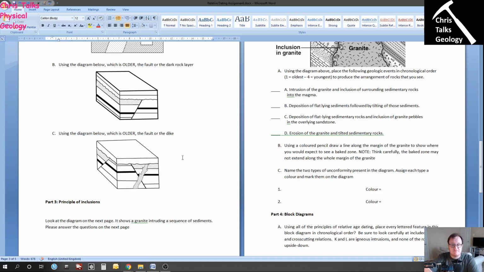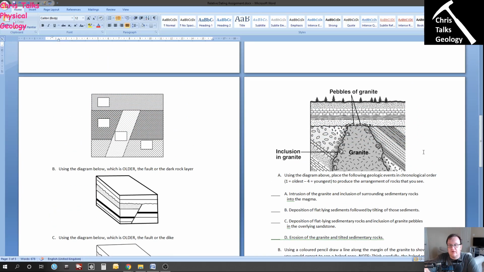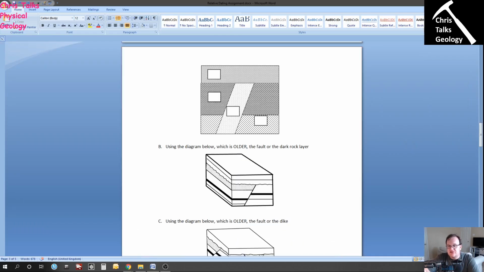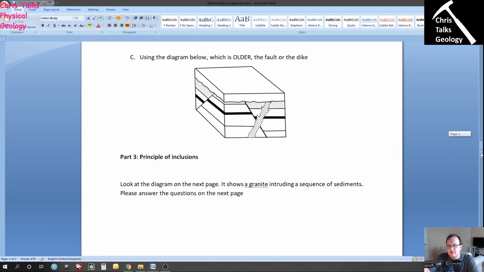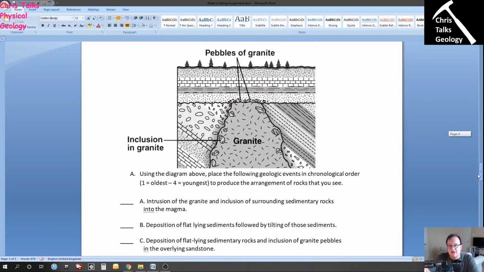Alright, part 3, well, I'm afraid it's going to get a little bit more complicated here. Not too much, but a little. So what we're going to do is look at the picture on the next page, which shows a granite intruding a sequence of sedimentary rocks. Okay, so here we go. I'm going to zoom in on this diagram a bit, just so we can see what's going on in a little bit greater detail.